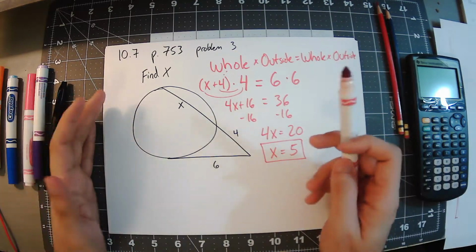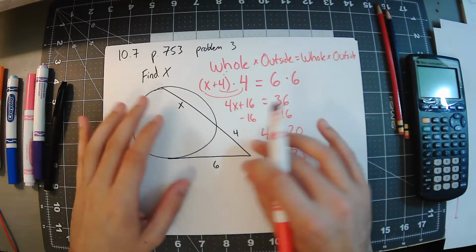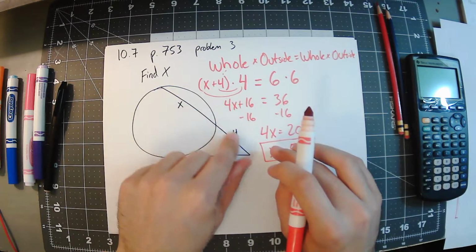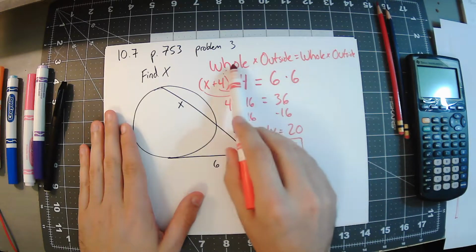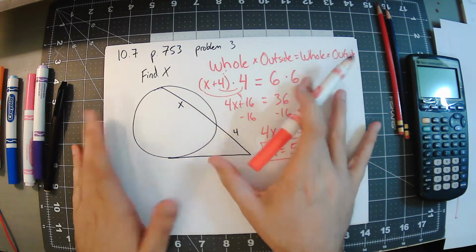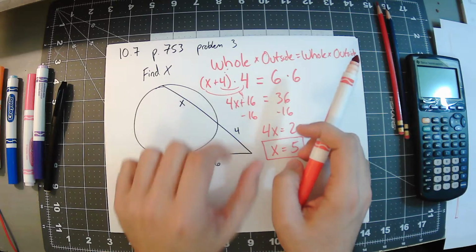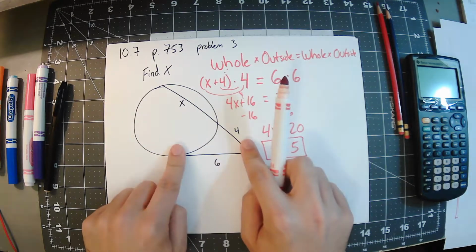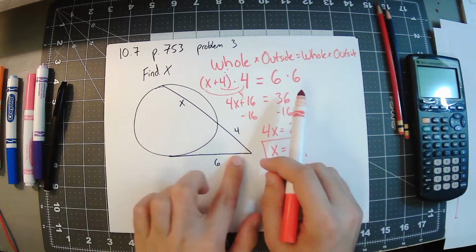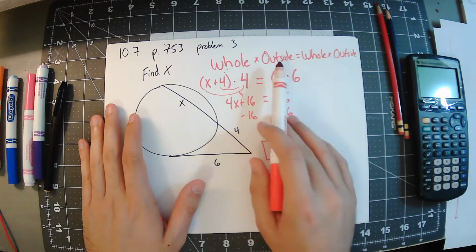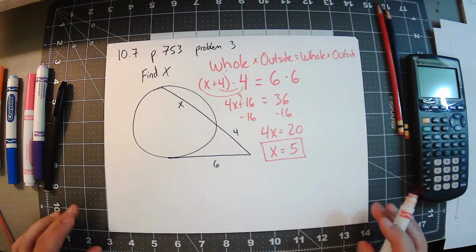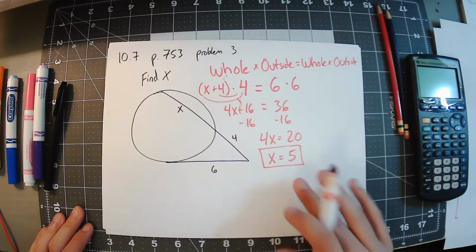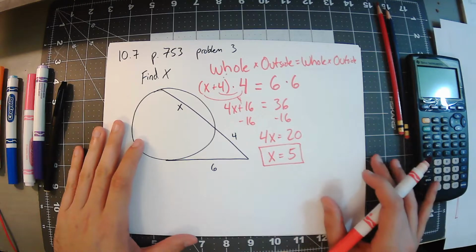So the important thing about this is these don't have to be the same size. They probably won't be, but this idea will always hold true. This idea will hold true that the whole line times the outside will equal the whole line times the outside. Sometimes they'll crisscross both in, and this will still work. That's why I like this so much. It's one formula for the whole section 10.7.